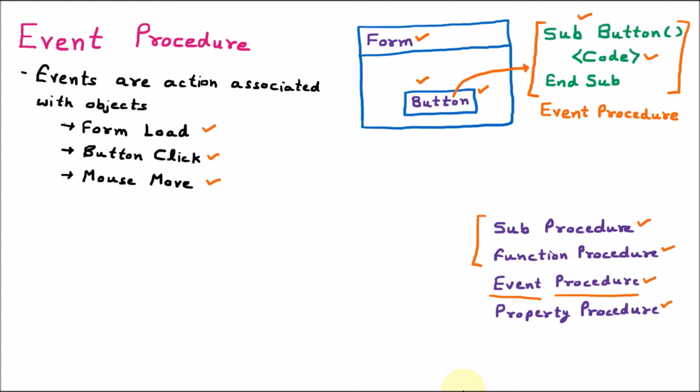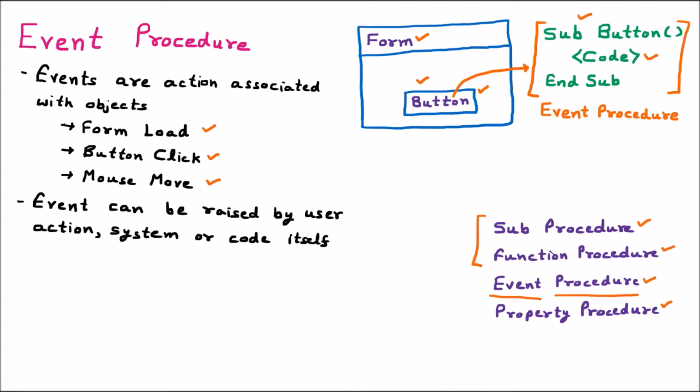It is not necessary that an event is only raised by the user. An event can be raised by a user action, by the system, or by the code itself. So it is not compulsory that only user action is going to perform some event, because we know that mouse move, button click, form load are events taken by the user. So whenever the user clicks on some button, afterward code runs, or the user moves the mouse, at that time the event triggers. But that is not compulsory.